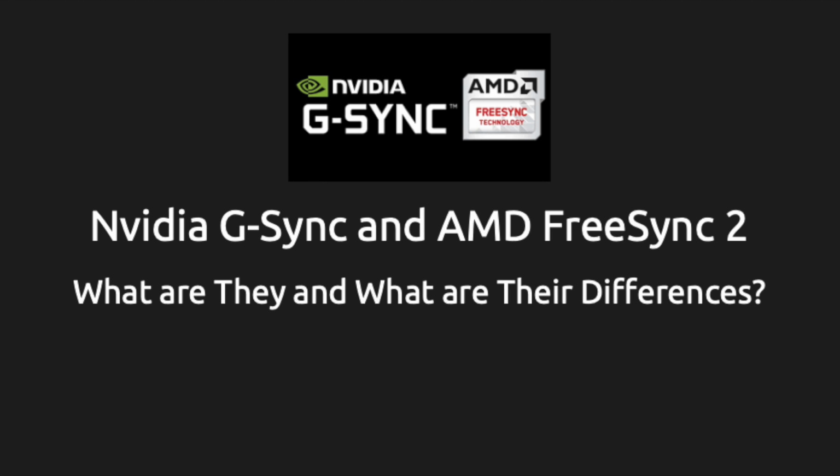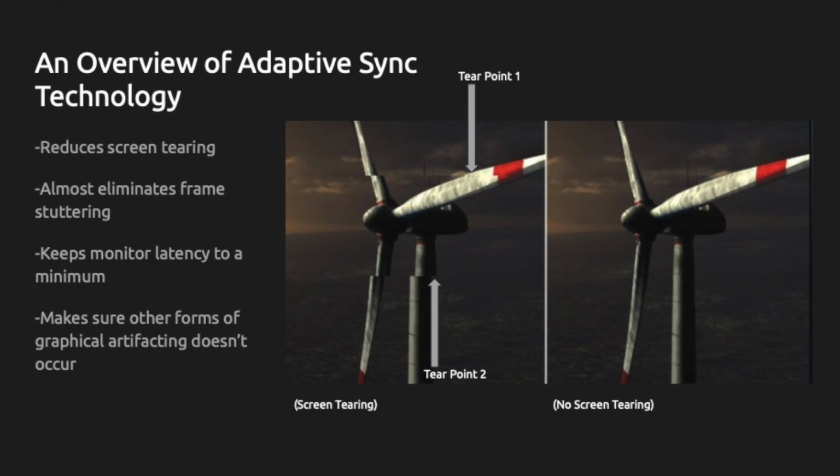Okay, so Nvidia G-Sync and AMD FreeSync 2, what are they and how are they different? Well, to get started, they're both adaptive sync technologies, which means that they help to reduce frame stuttering and eliminate screen tearing as well as other graphical artifacts. Screen tearing is when, during the screen's refreshing cycle, you'll have chunks of the screen that don't align vertically or horizontally with other parts, as you can see in the picture on the screen.